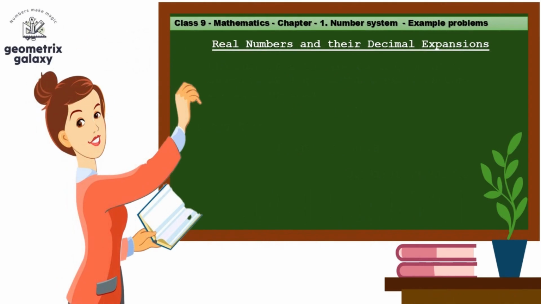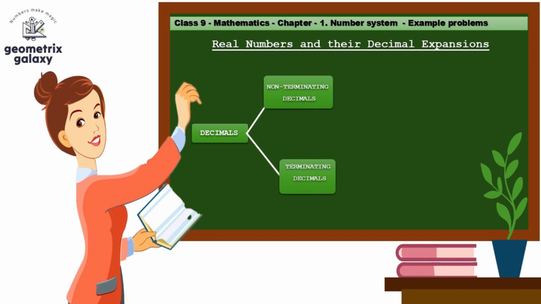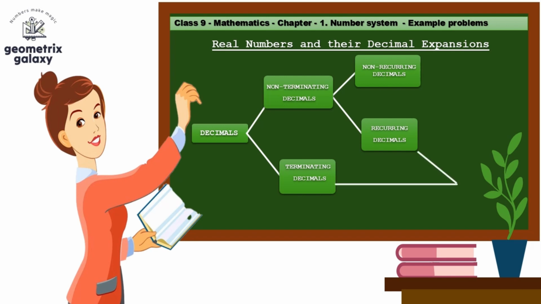Now look at this flowchart. Decimals are classified as terminating and non-terminating decimals. Non-terminating are classified as non-terminating recurring decimals and non-terminating non-recurring decimals. Now we just studied that terminating decimals and recurring decimals are rational numbers. Non-terminating and non-recurring decimals are irrational numbers.